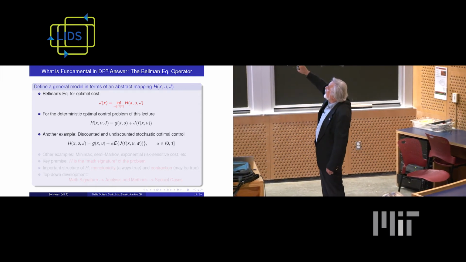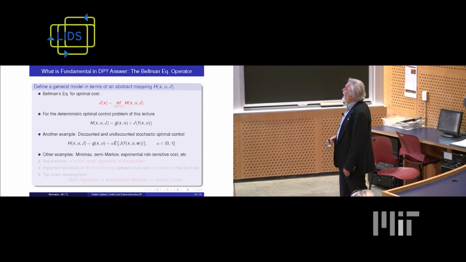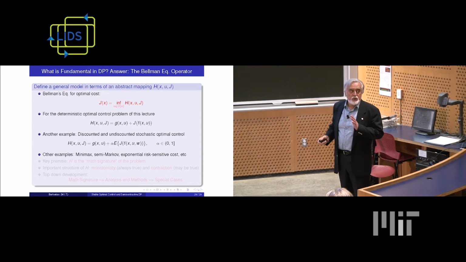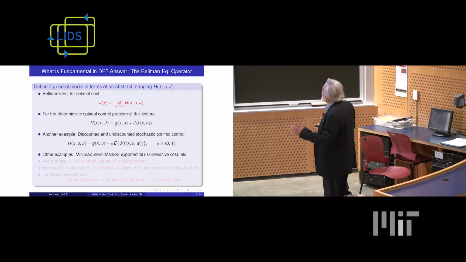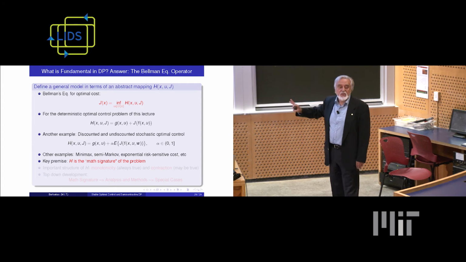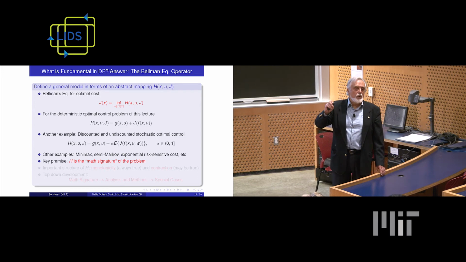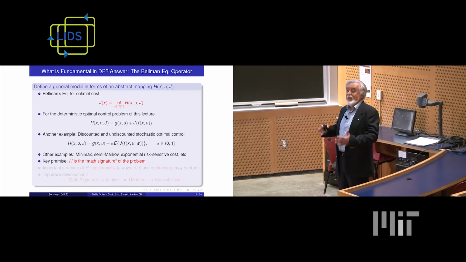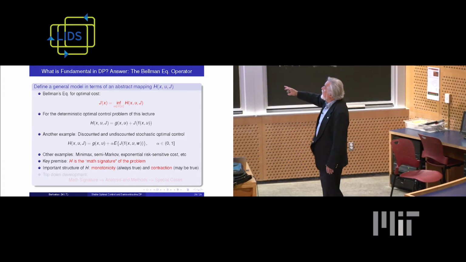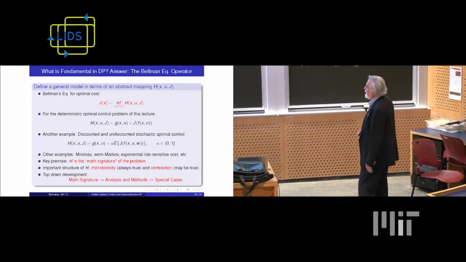For a stochastic optimal control problem, discounted or undiscounted, H takes this form. And there are other examples that fit this abstract framework: minimax control, semi-Markov problems, exponential risk-sensitive cost, and others. And the key premise is that H is the mathematical signature of the problem. If you know H, you know an awful lot about the problem. Because depending on the properties of H, whether it is monotone, whether it's a contraction, similar results hold.